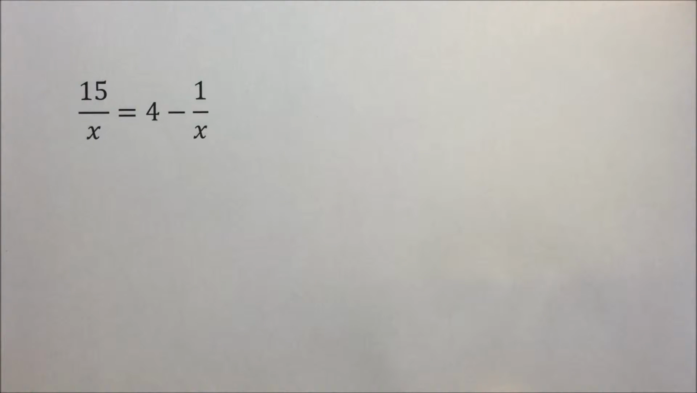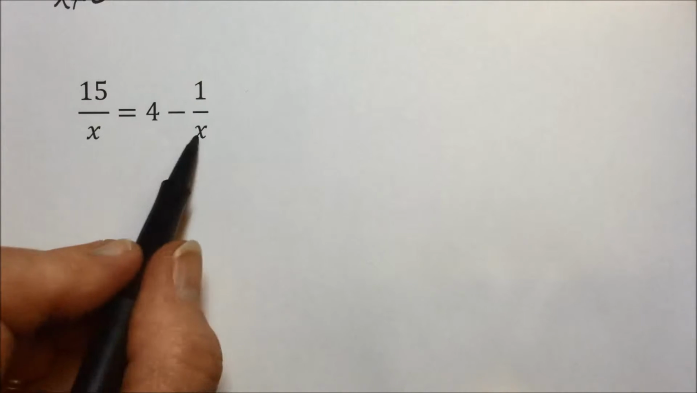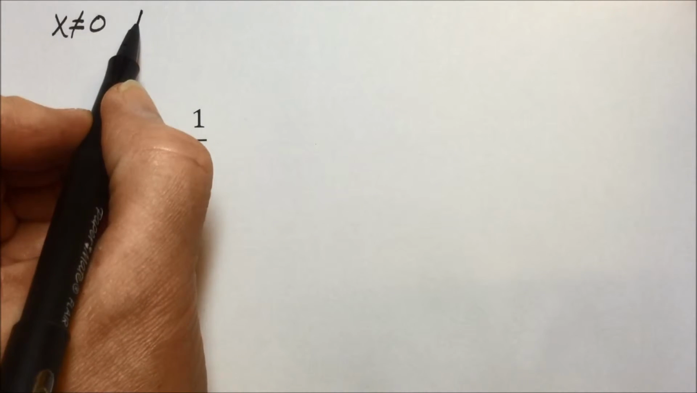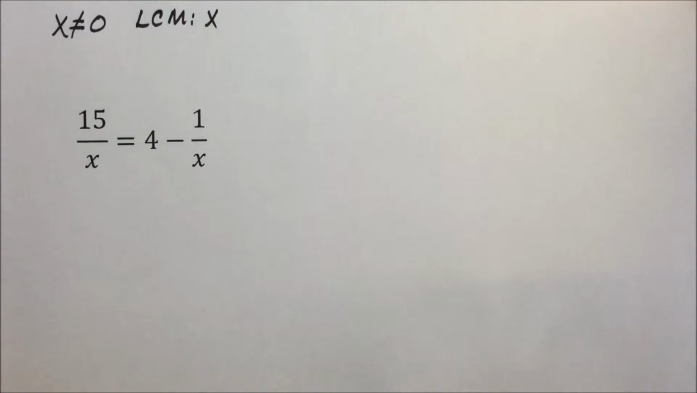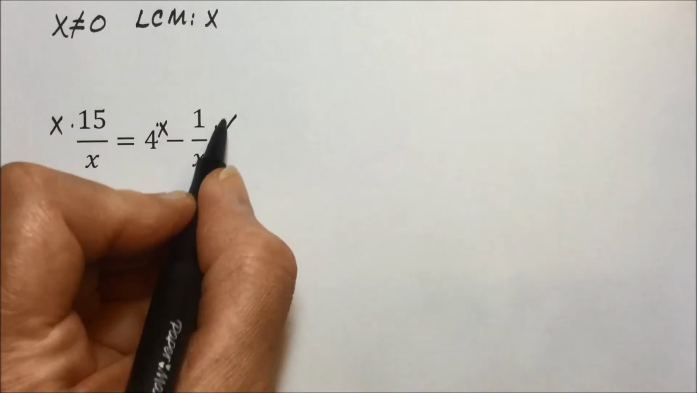Values that x cannot be are clearly 0. If x was a 0, we would have a division by 0 error. So x can't be 0. That's the first thing we want to make sure. Next, we'll want to clear the fractions by multiplying every term by the least common multiple of the denominators. So that least common multiple here is x, since both denominators are x. To maintain equality, we'll multiply every term by x.